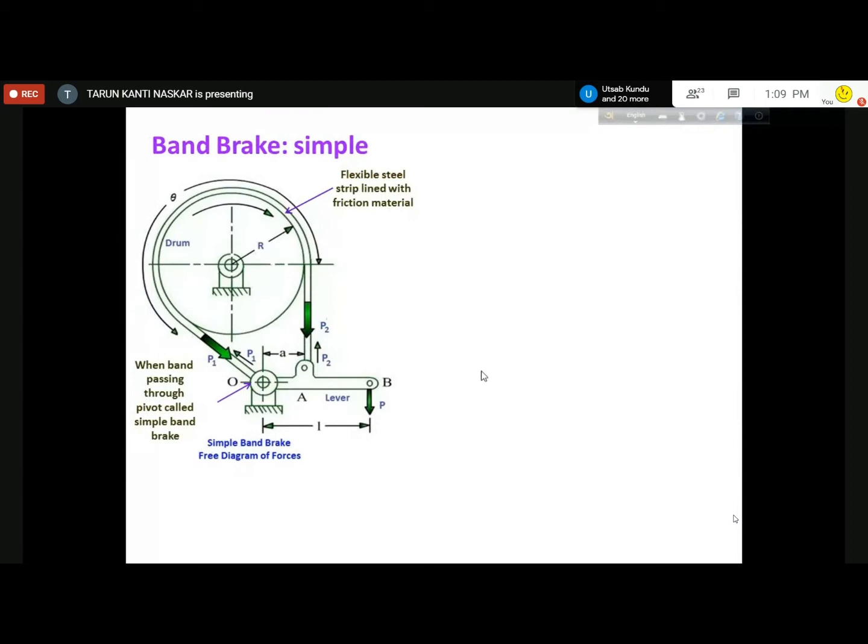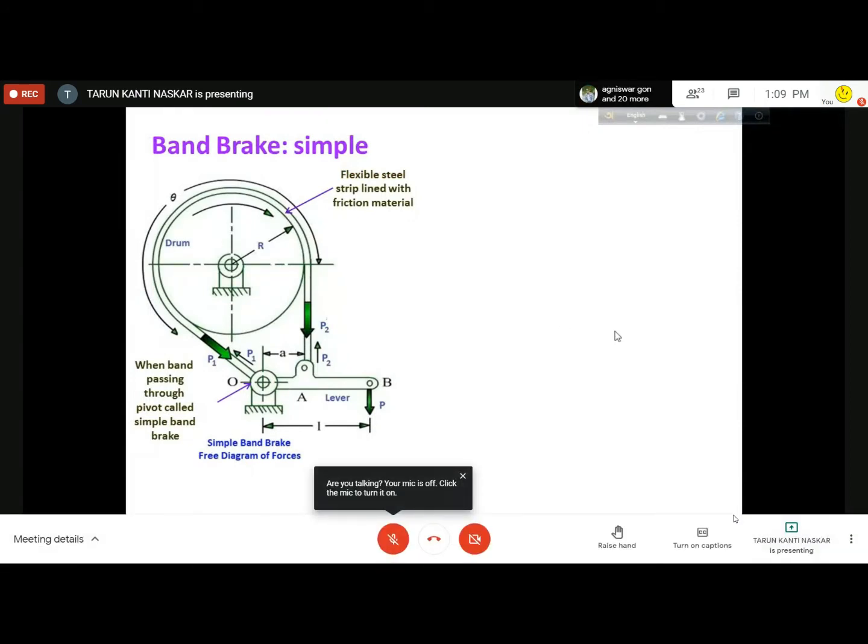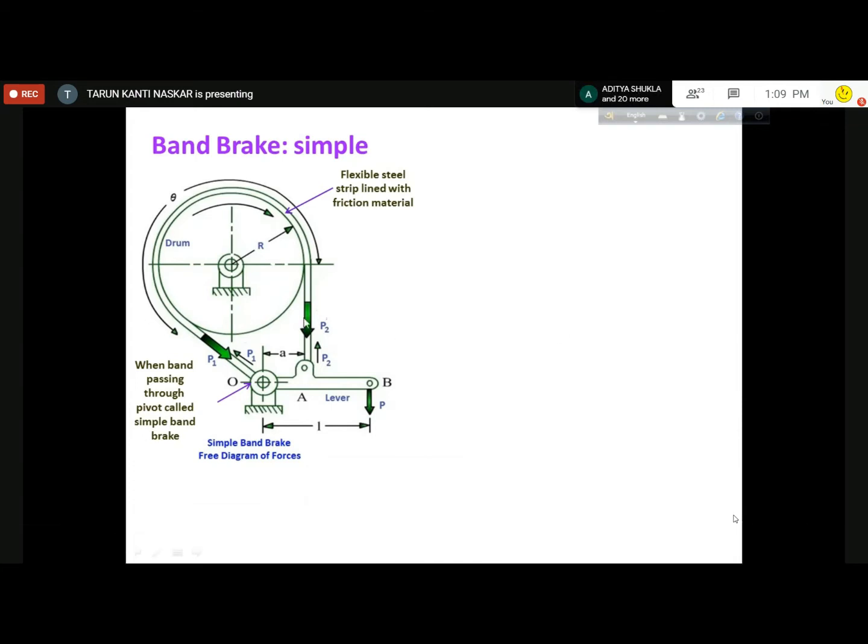And we discussed band brake. Still I am repeating this slide. This is a band brake. Band means this is the band, and the inside surface of the band is lined with friction material. This is the brake drum, and say this is the direction of rotation. And the band is made of flexible steel strip.